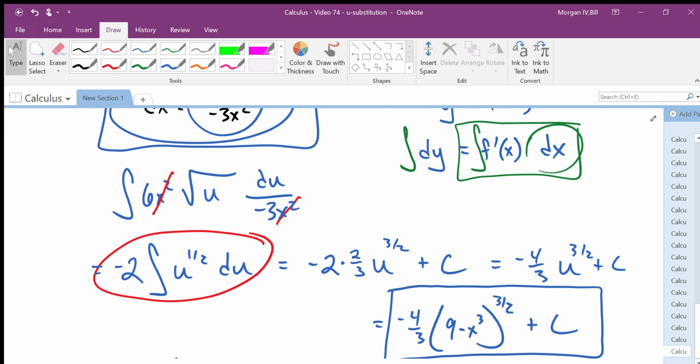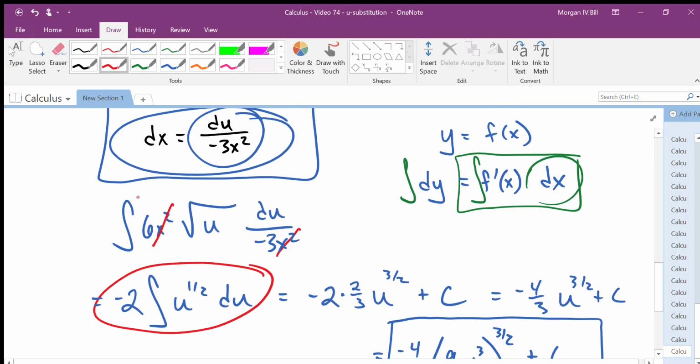One thing to note, we could not have done the integral at this point here, before we canceled out the x squareds. You can't integrate, at least not yet, when you have both x's and u's. We either need to have all x's and a dx or all u's and a du. Okay, good. Let's try one more.